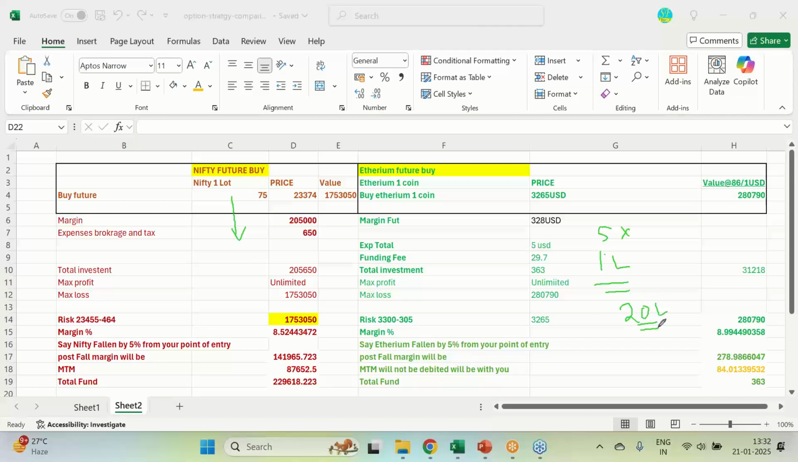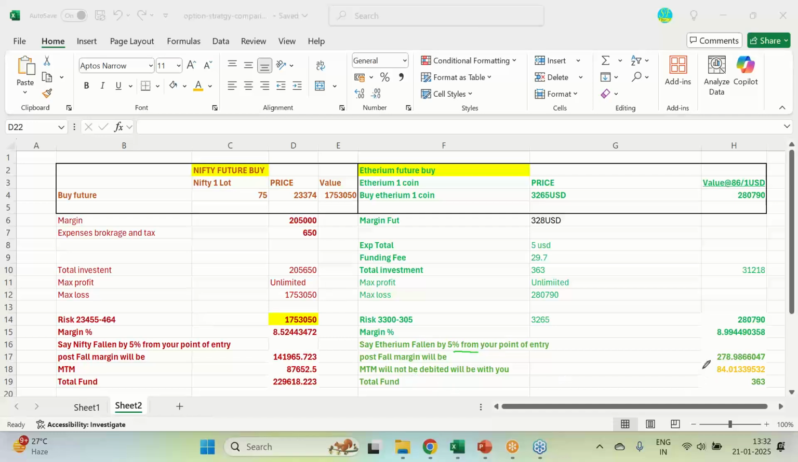You fix 5x, 10x or 20x, so you fixed it and paid that margin. Say Ethereum is at 3265, you paid a margin of 328, some expenses came, and in total you invested 363. Same event happened, say Ethereum also fell by 5%. But what happened?